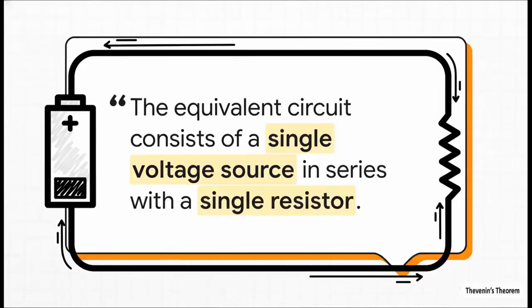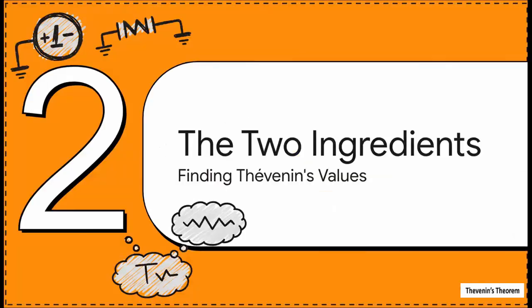And what does this simple circuit look like? Just two parts. A single voltage source connected in series with a single resistor. That's it. All that complexity from before is just gone, distilled down to just two simple components. Okay, so if every complex circuit can become this simple little pair, the big question is, how do we find the values for that voltage source and that resistor? There are two key ingredients, and they have special names, the Thevenin voltage and the Thevenin resistance.